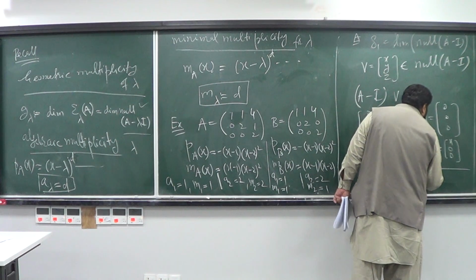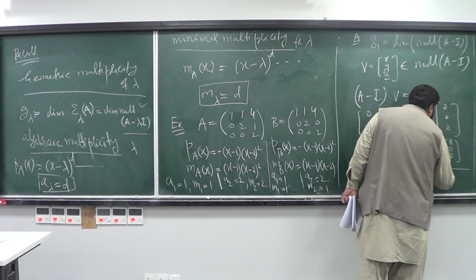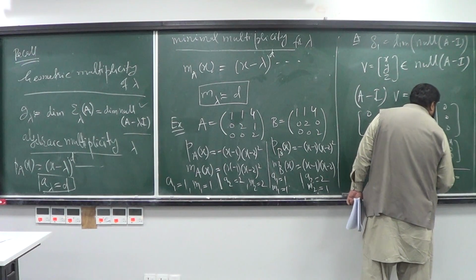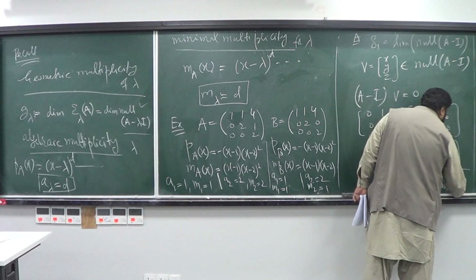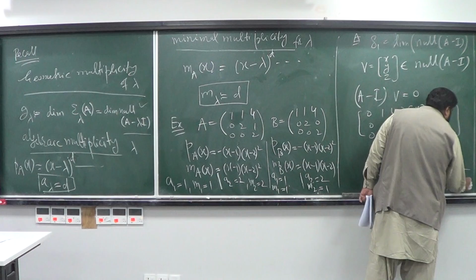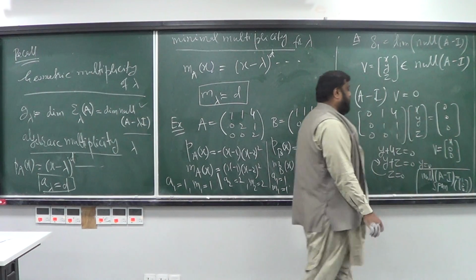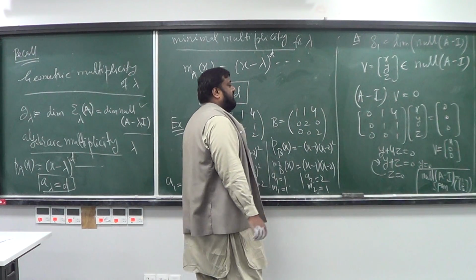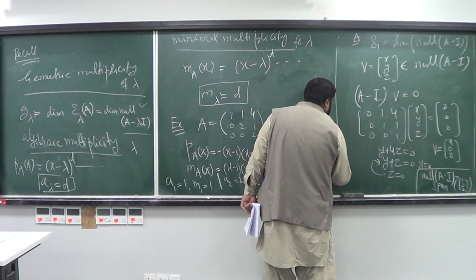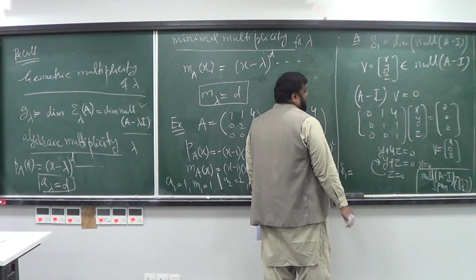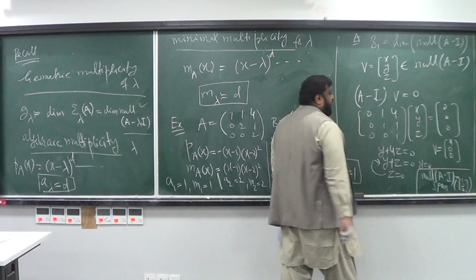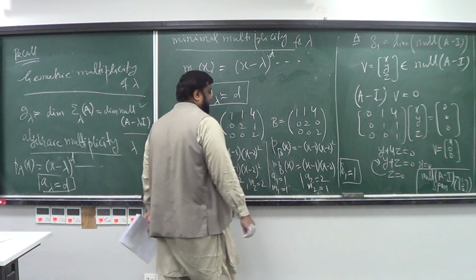The null space of A minus I is basically the span of the vector 1 0 0. So what does this mean? This means that the geometric multiplicity is equal to 1, because the dimension of the null space of A minus I is 1.